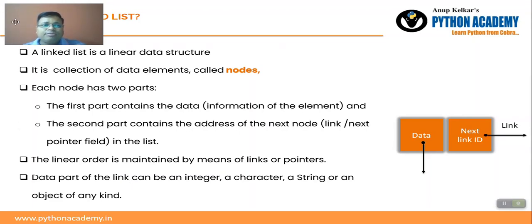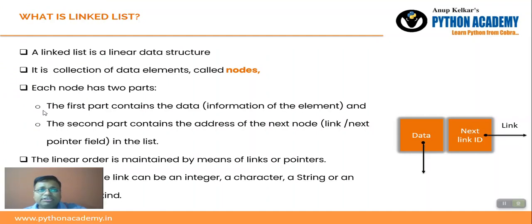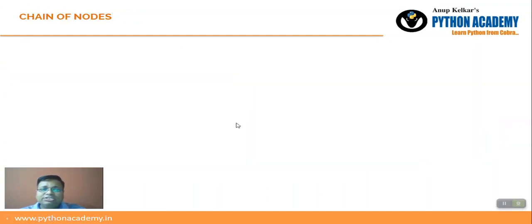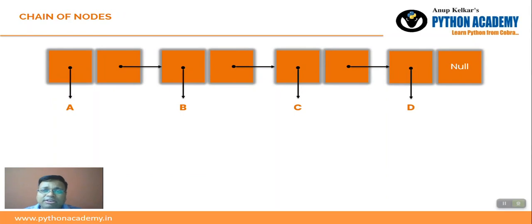Next we are going to see the chain of nodes. When we create a singly linked list, it is a chain of nodes. It looks like this. As you can see, there are 4 nodes here. The first one has data A, the second has data B, the third has data C, and the fourth has data D. And the second part of each is connected to the next.